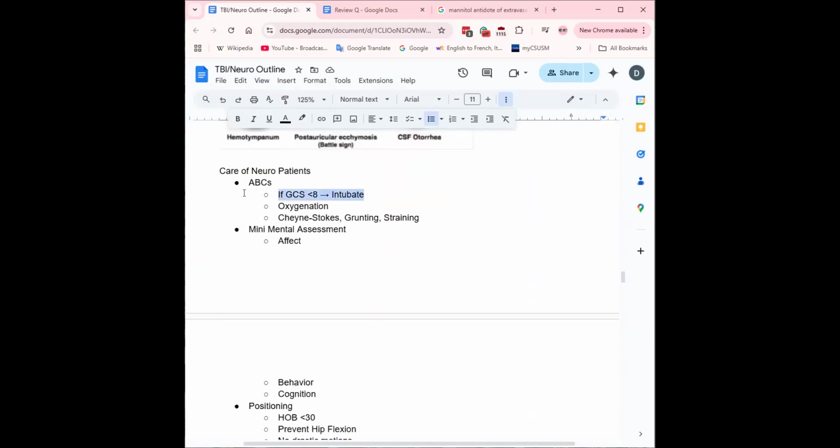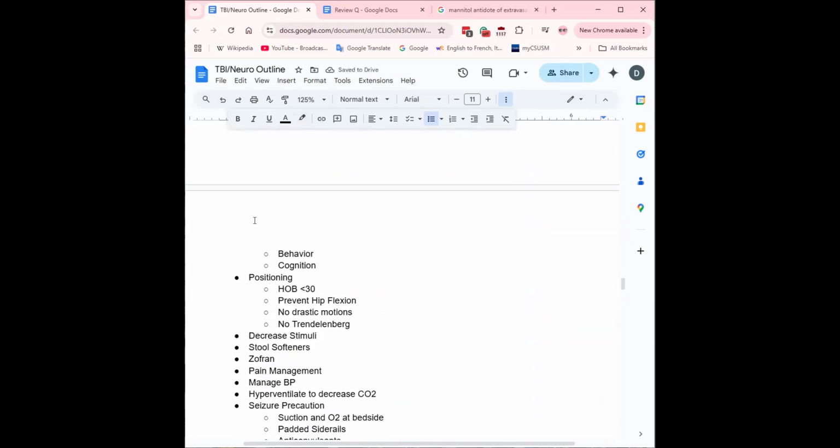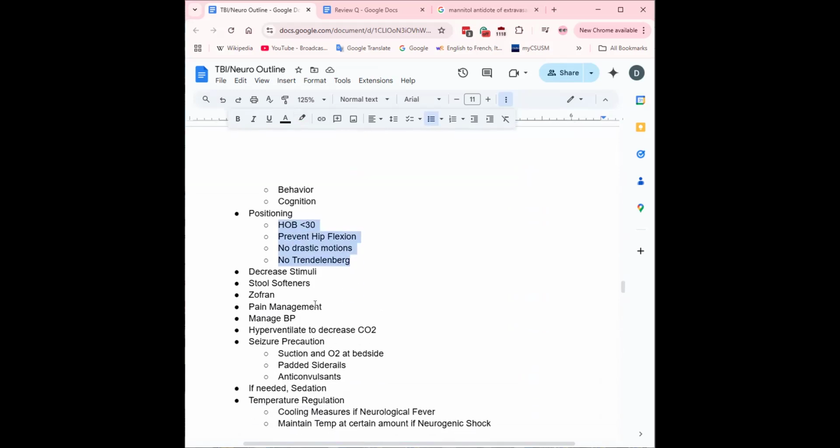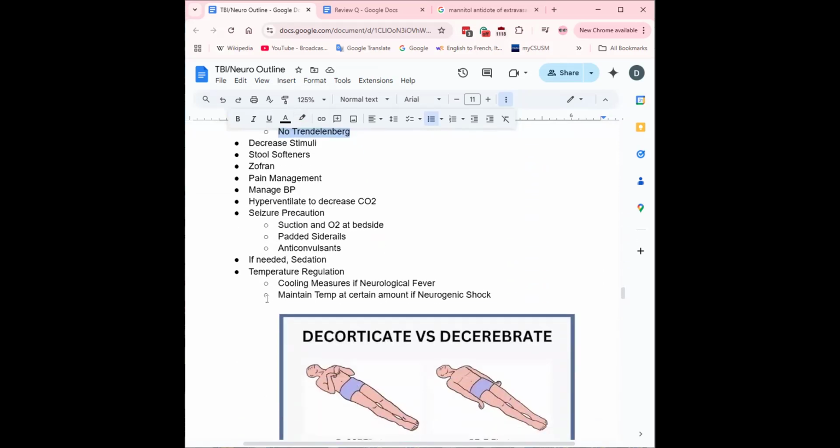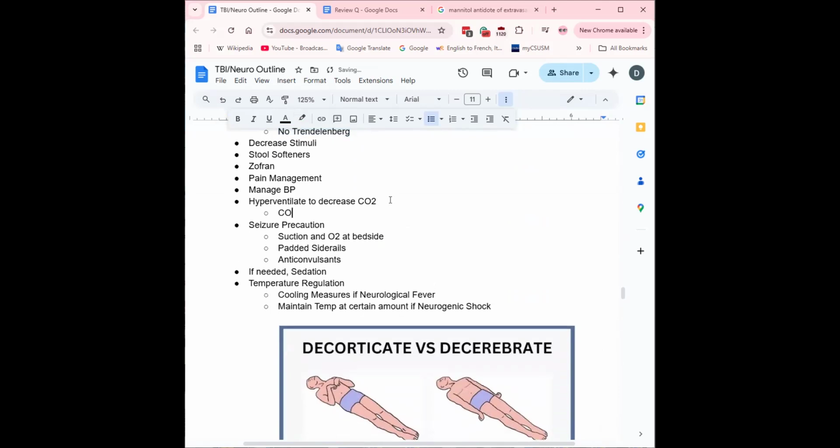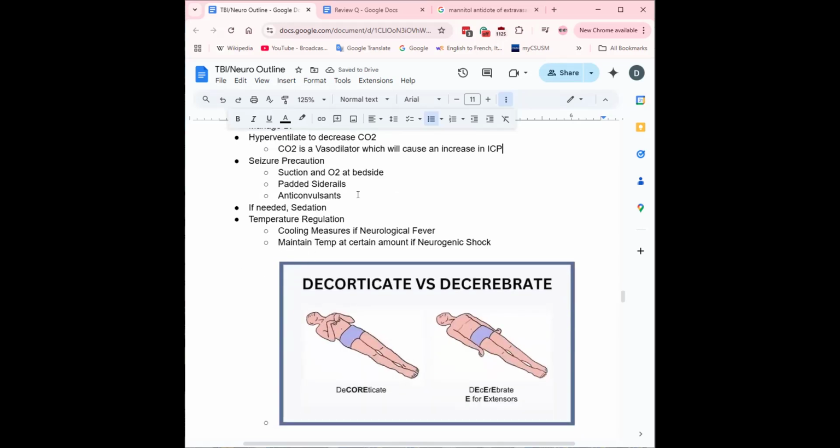If your GCS is less than 8, you've got to intubate. The things we talked about before: your positioning is important. Pain management, reduce stimulation, reduce straining, hyperventilation to decrease CO2. CO2 is a vasodilator, which will cause an increase in ICP. So we hyperventilate. If needed, sedation, so propofol, temperature regulation. If they're having a neurological fever, we can do cooling measures.